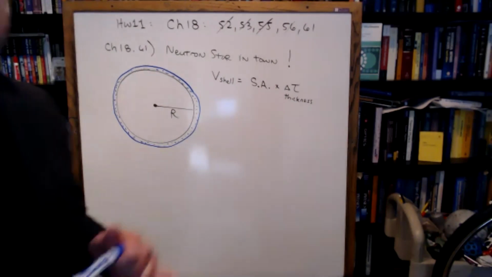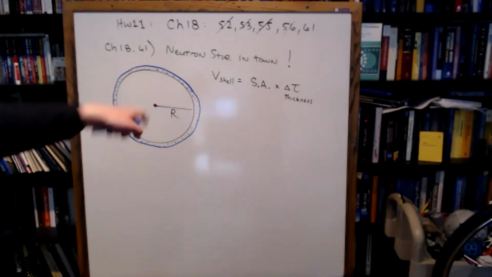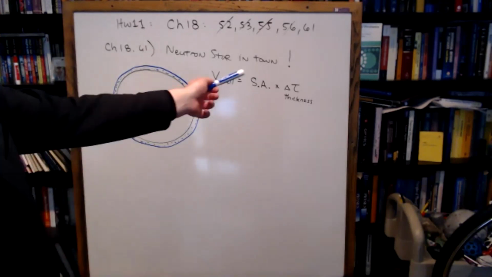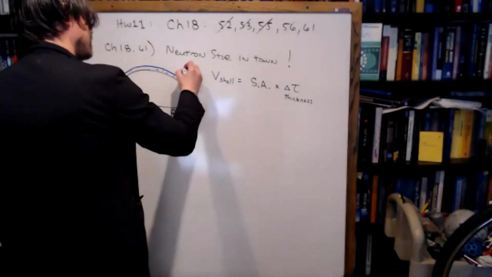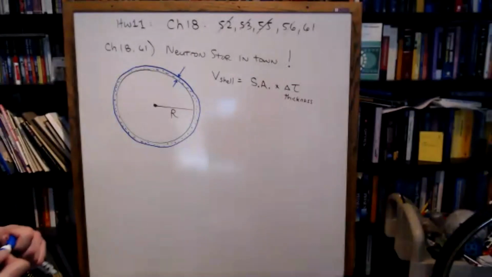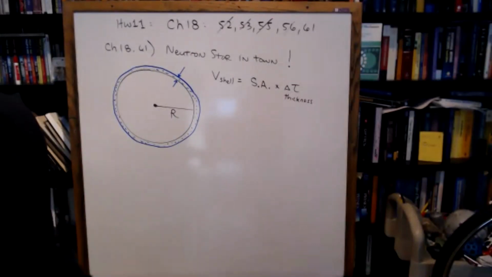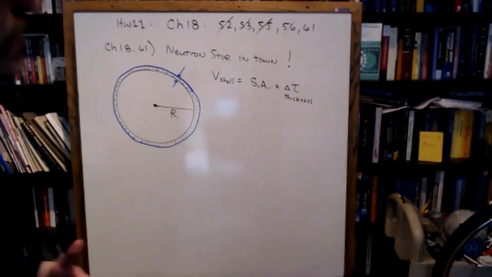Let's see, since this is our last problem, let's see if we can do this together with the hive mind, okay? I'm going to represent the thickness of my shell with a little delta tau. Delta tau is the thickness. So that's this thickness here. And that's what we're trying to compute. Obviously, you guys understand what's going on. Earth is bigger than a neutron star.